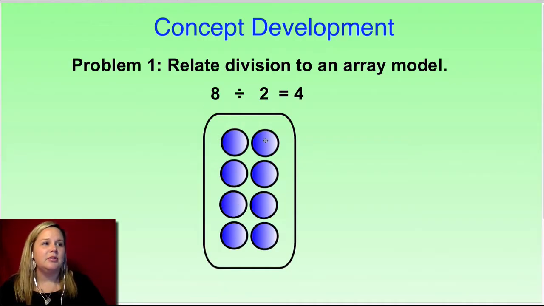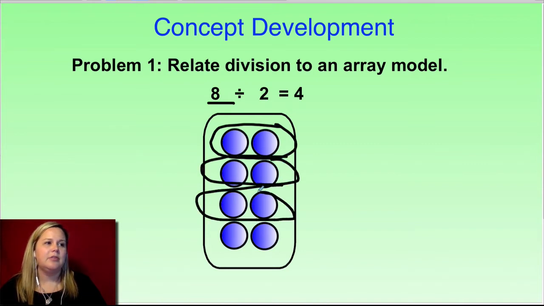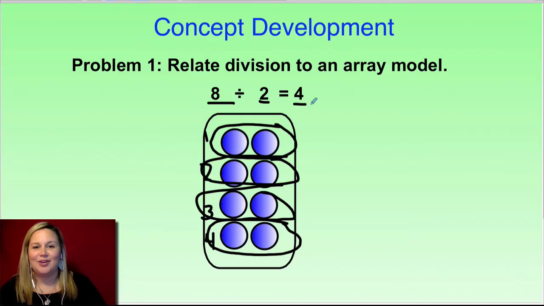So I have 1, 2, 3, 4, 5, 6, 7, 8. I have 8. There's my total right there. Okay. I divided it into groups of 2. So 1 group of 2, 2 groups of 2, 3 groups of 2, and 4 groups of 2. So that's where I get my 2's. And then there are 1, 2, 3, 4 rows. Okay? What I want to do really quick, watch this.